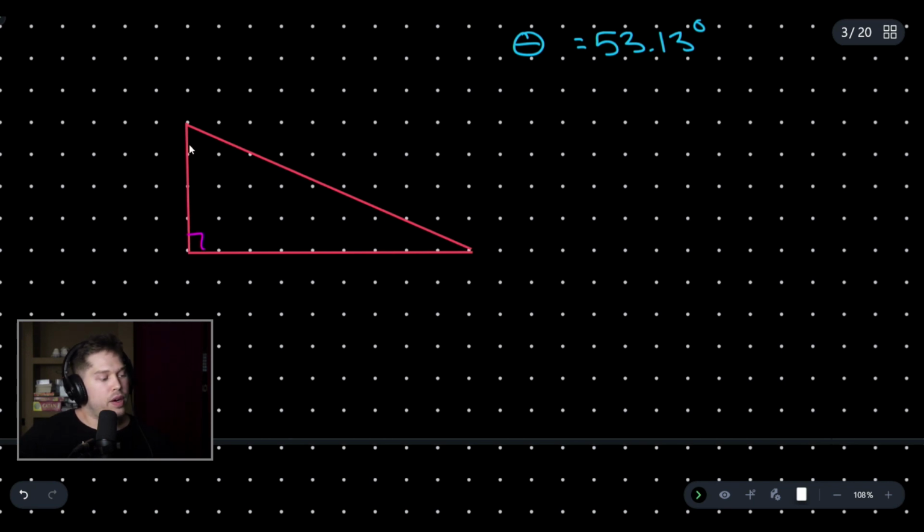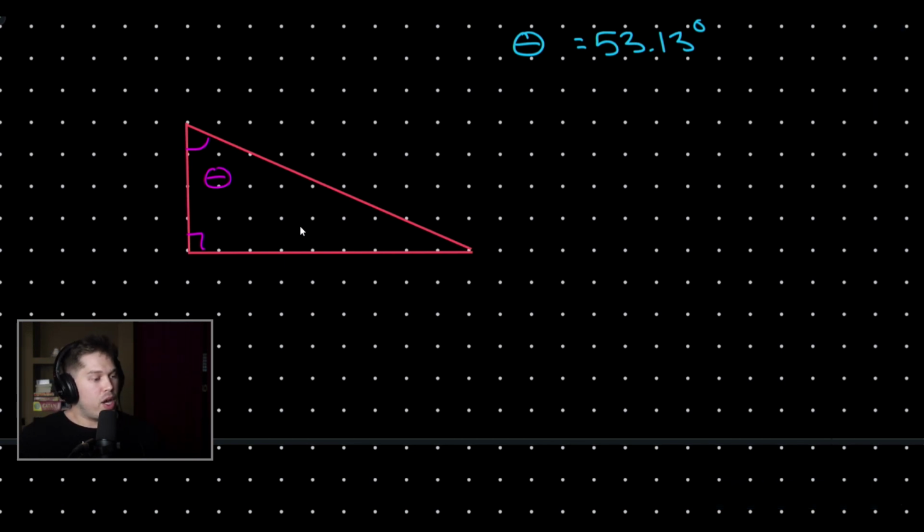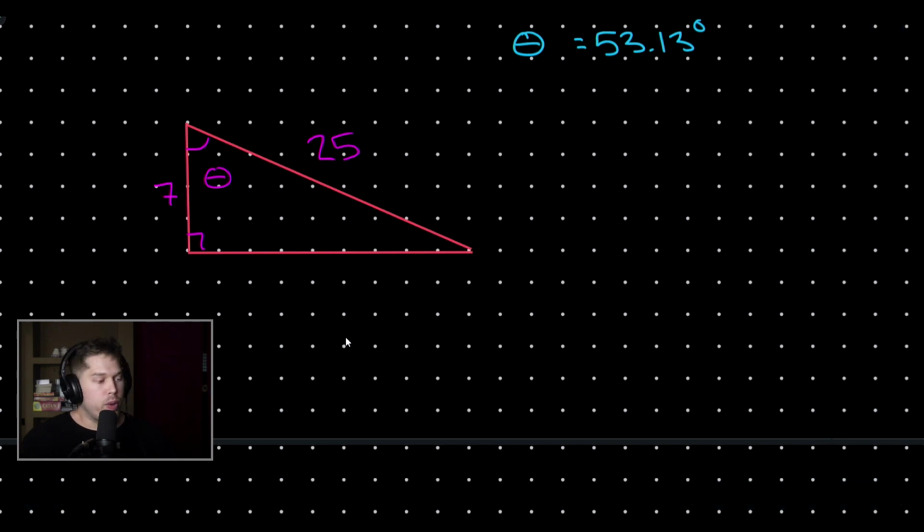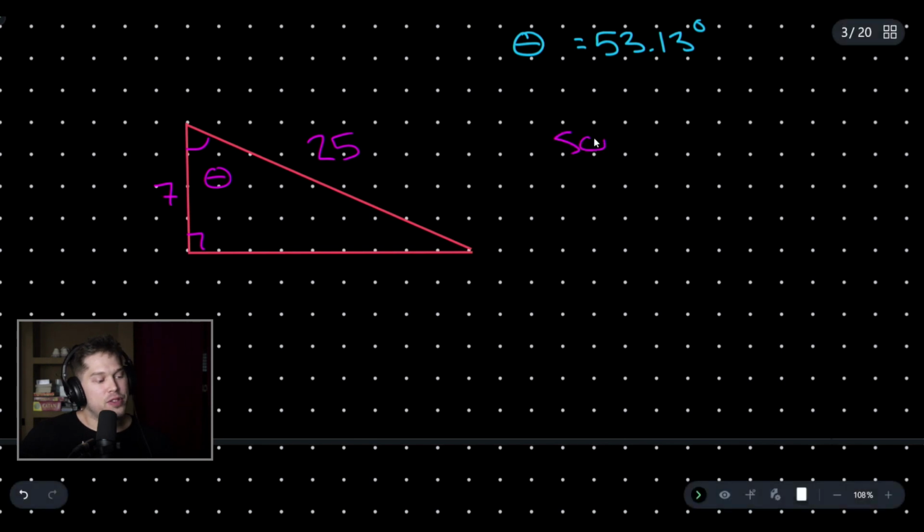And let's say we are looking for our missing angle, theta. We know that our hypotenuse is, let's say, 25, and this height is 7. And we want to know what theta is. So again, what do we always do? We always think of SOHCAHTOA.